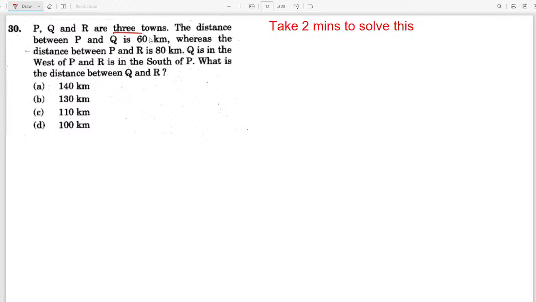P, Q, R are 3 towns. The distance between P and Q is 60, whereas the distance between P and R is 80. Q is in the west of P and R is in the south of P. What is the distance between Q and R? So we have P, Q is in the west of P, and R is in the south of P. PQ is 60 and PR is 80. This is 90 degrees. What is the distance between Q and R?